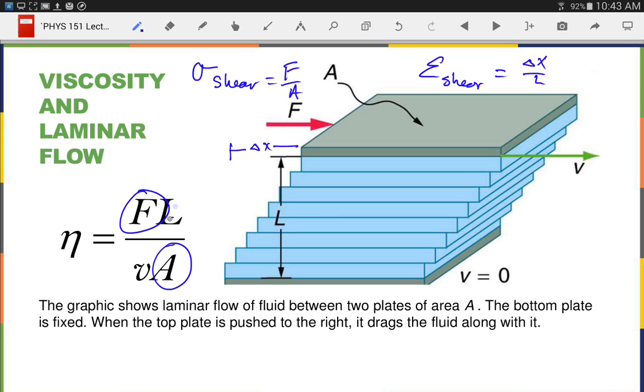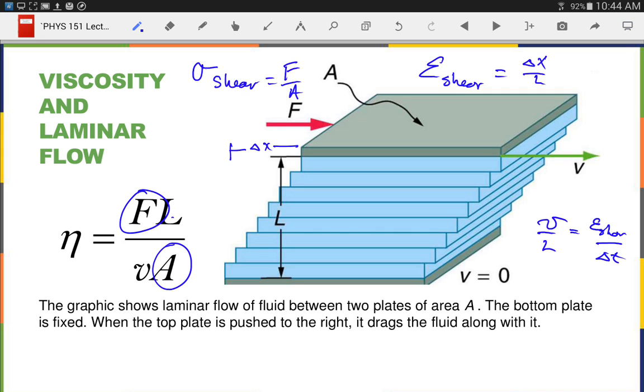Now, V over L, if you multiplied V by delta T, that would be the distance it moves. And so this actually, V over L, is equal to the shear divided by delta T. So this viscosity is very similar to an elastic modulus, but instead of having an actual shear, you have a rate of shear involved.